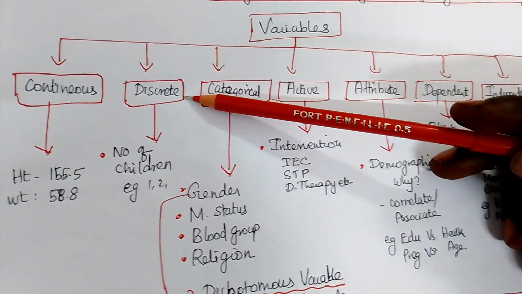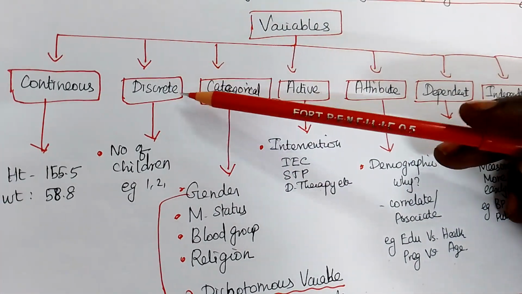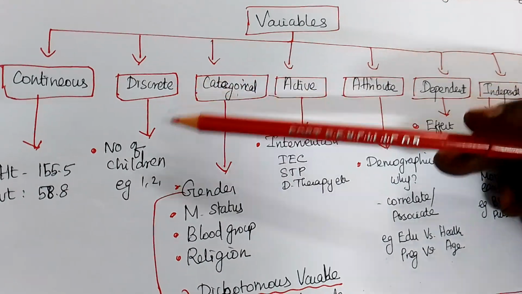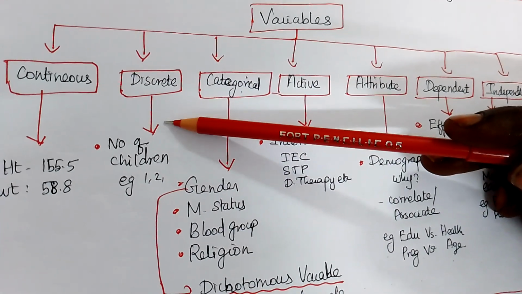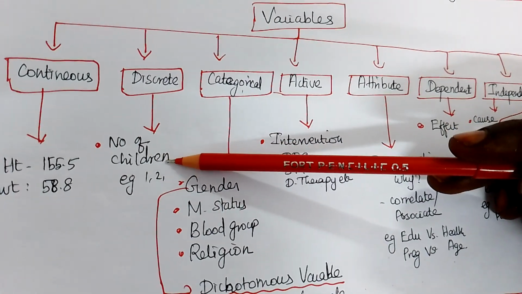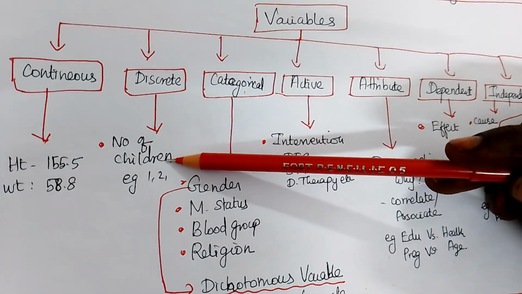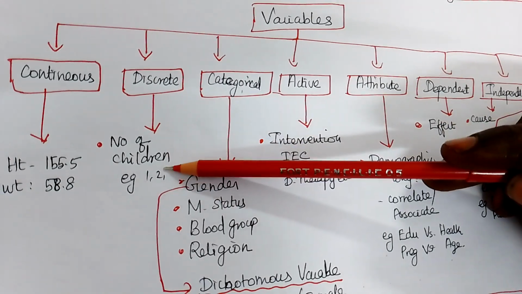What is a discrete variable? How many children do you have? I have one or I have two. No. I am pregnant, so I have 1.5 children. Can you say that? Cannot. So it is called a discrete variable.